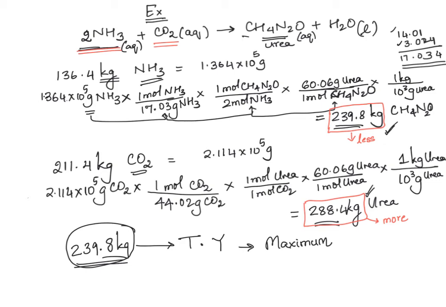You pick the lowest amount of product, and that lowest amount, just to make sure, I'm going to write it here: lowest product yield, that you get when you compare both the results. That will be your theoretical yield. Now remember, reactions are not 100% efficient.